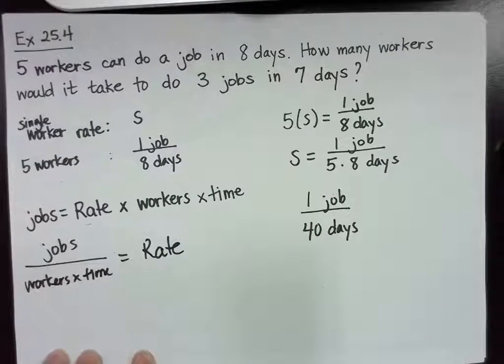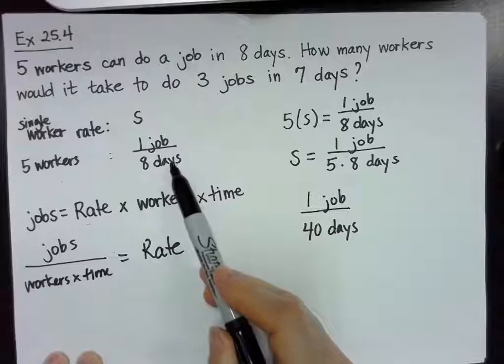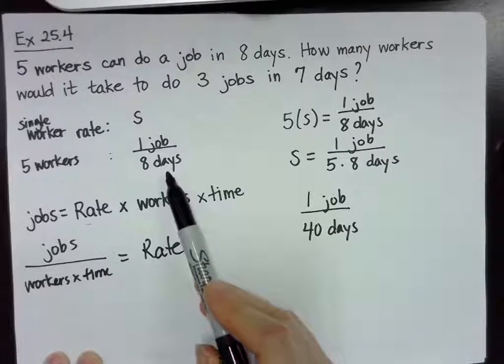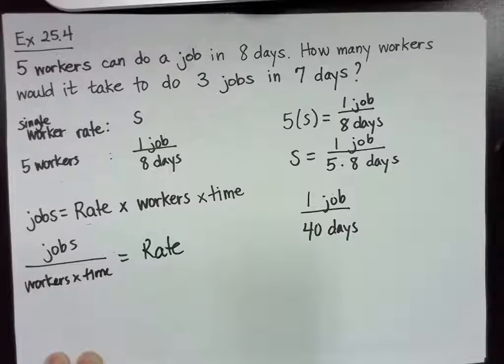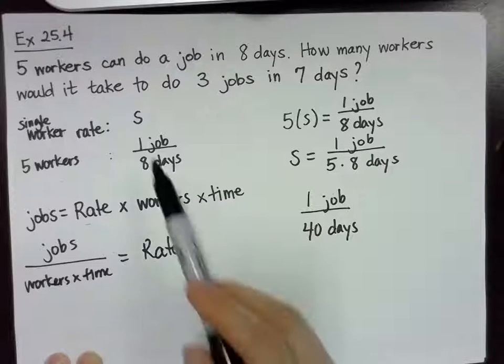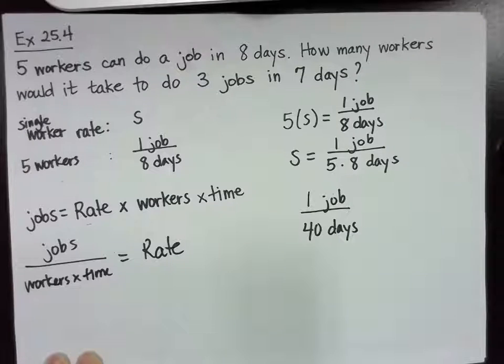Okay. So when we think about the rate, we're not just going to think about it in jobs per day like we normally think about rates. Instead, we're going to think about the rate in jobs per worker time. So in this particular instance, we'll want to think about it as jobs per worker days. So that's the number of workers times the number of days, how many worker days equivalents you have to do the job.